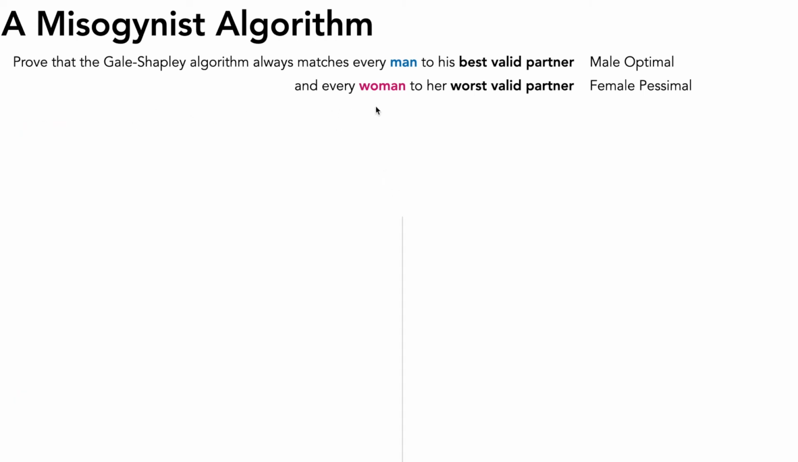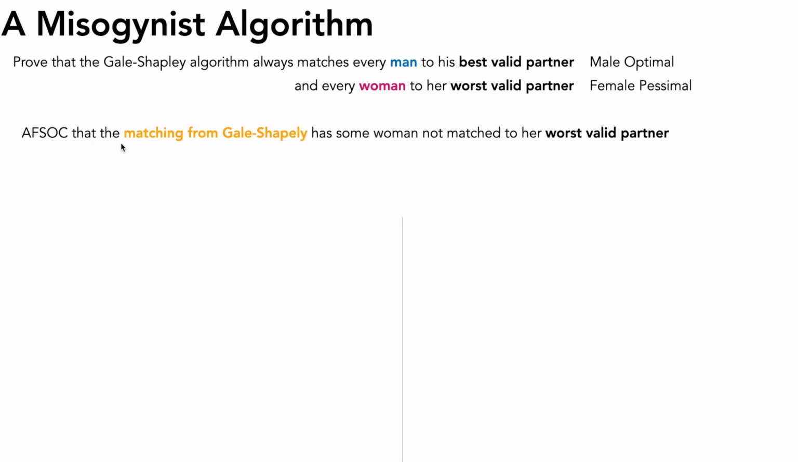To prove that every woman is matched to her worst valid partner, we're once again going to use proof by contradiction. So assume for the sake of contradiction that the matching from the Gale-Shapley algorithm has some woman not matched to her worst valid partner. So we're running Gale-Shapley, and we've got some woman, W1, and she's matched to some guy, M1, but M1 is not her worst valid partner.